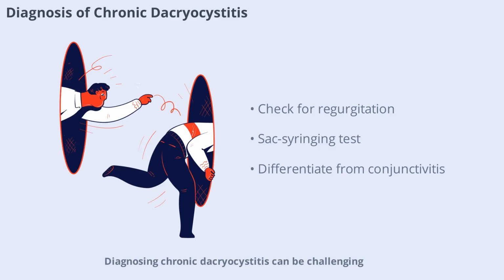Diagnosing chronic dacryocystitis can be challenging, as it may be mistaken for conjunctivitis. A key diagnostic step is to check for regurgitation of mucoid or purulent discharge by pressing over the sac. In uncertain cases, a sac syringing test can confirm the diagnosis by assessing the patency of the nasolacrimal duct.